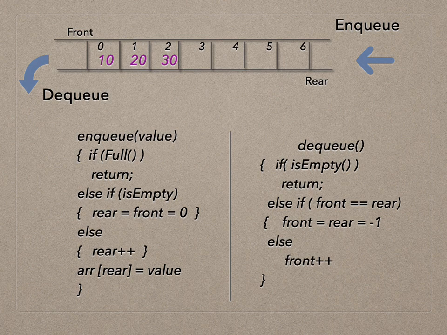Now in DQ, first we have to check if the queue is empty or not. If the queue is empty, we cannot perform the DQ operation. If the queue is not empty, then go to the next condition. If front is equal to rear, then front and rear are set to -1. If this condition is also not true, then go to the third condition, that is front++.